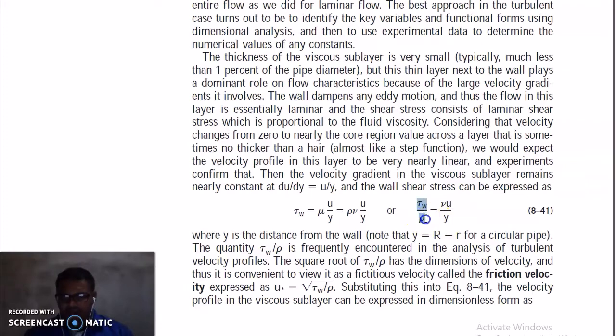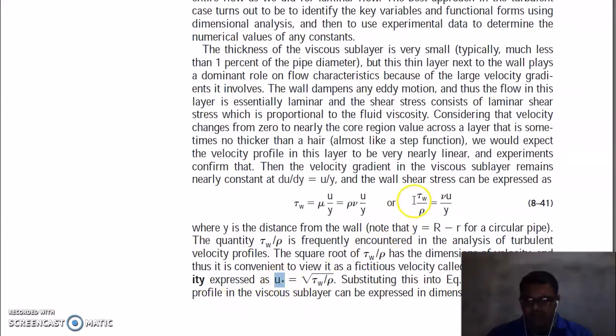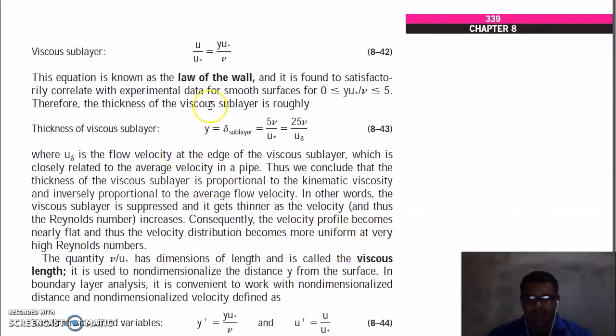Now if you take the square root of this equation, it is called the friction velocity because it has the unit of velocity, expressed by u star. The velocity profile in the viscous sublayer can be expressed in dimensionless form. Put this u star here, it will become u star squared, and taking one on this side and rearranging, you will get u/u star equals y u star/nu. This equation is known as the law of the wall, and it is found to correlate satisfactorily with experimental data for smooth surfaces when this value lies between 0 and 5.